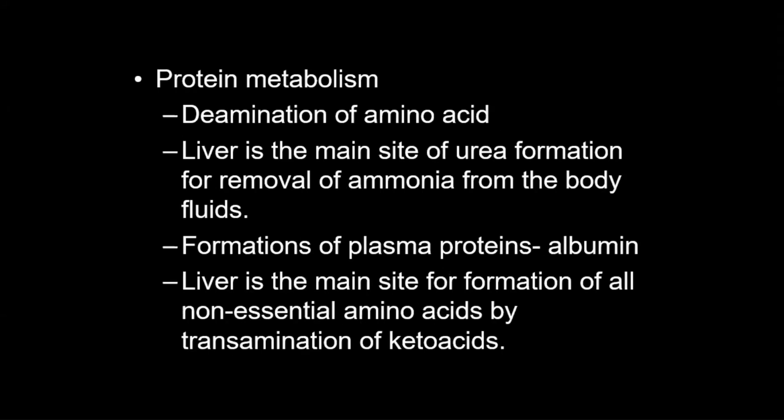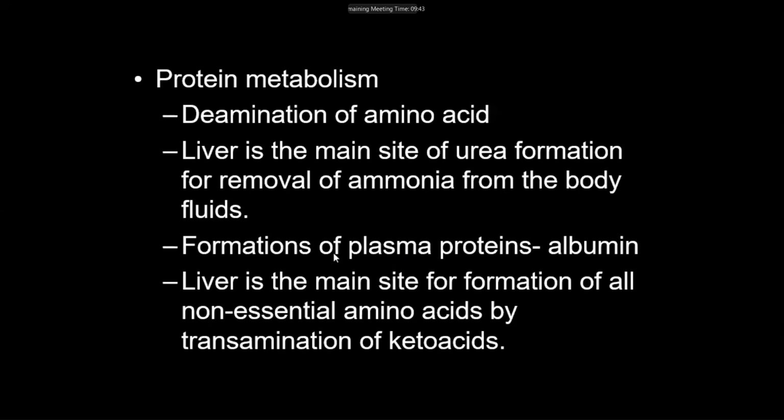In protein metabolism, there is deamination of amino acid. The liver is the main site of urea formation for removal of ammonia from the body fluid, because ammonia is a toxic substance. So it must be converted into a non-toxic, water soluble substance, that is urea. So the liver will convert ammonia to urea, and it is removed through bile.